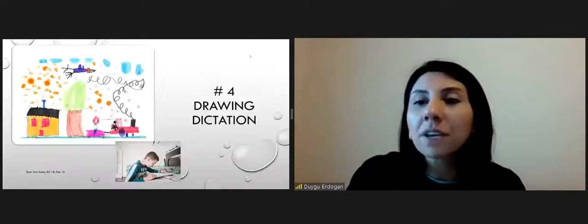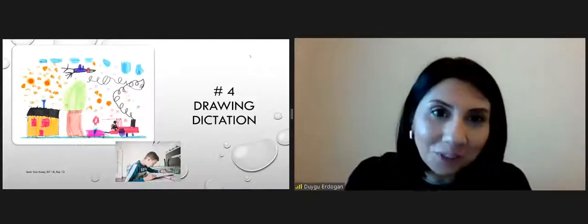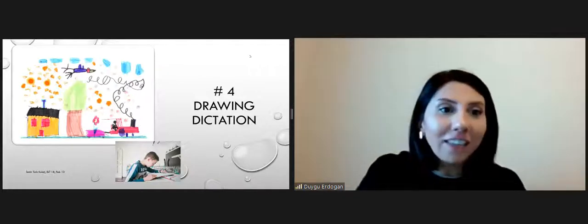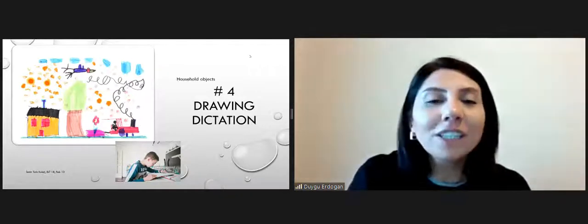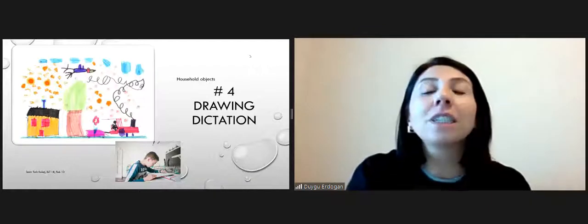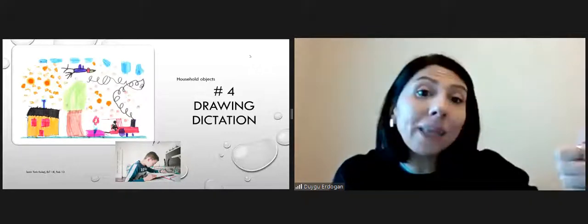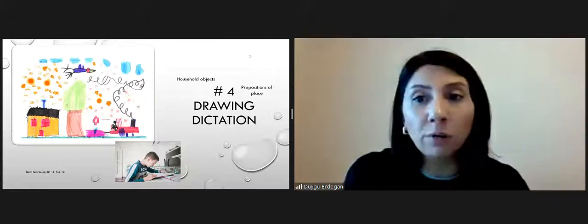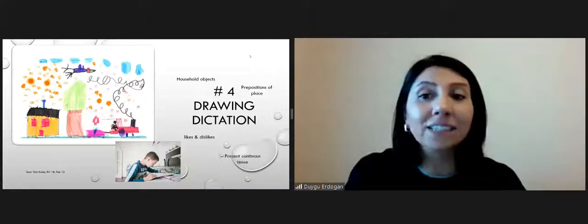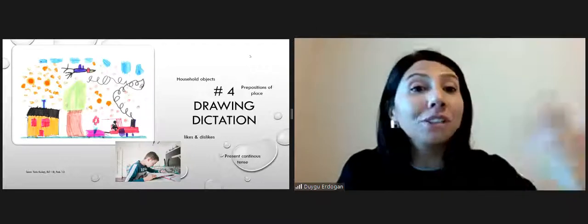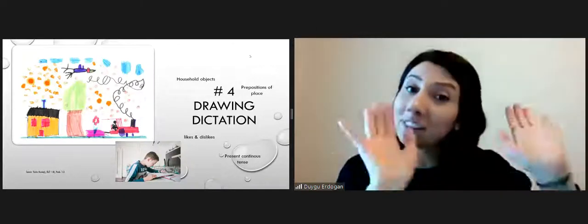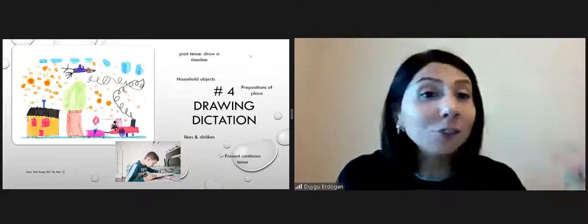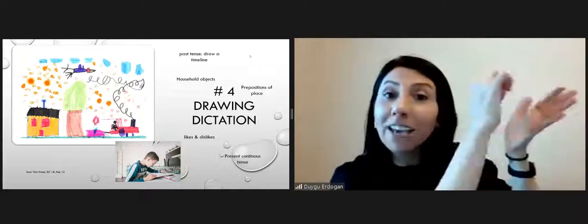Okay, so number 4, drawing dictation. Once again, one of my favorites. Drawing dictation is where the learners, you can either read them and they can draw, or vice versa. Okay, works perfectly well with prepositions of place, likes and dislikes, present continuous tense. Read a story, ask them to draw, and then they have to show it. Past tense, draw a timeline, ask them to put the activities there.